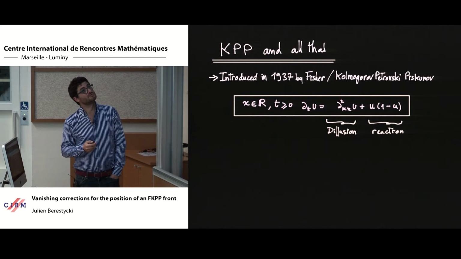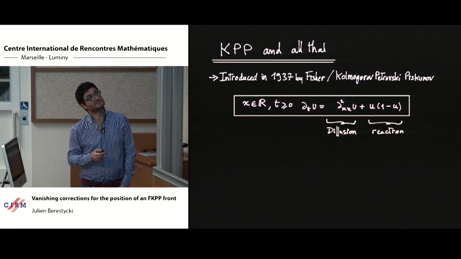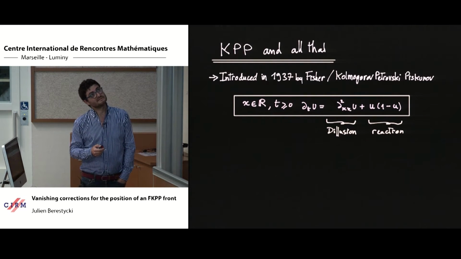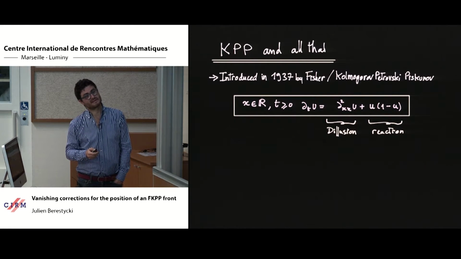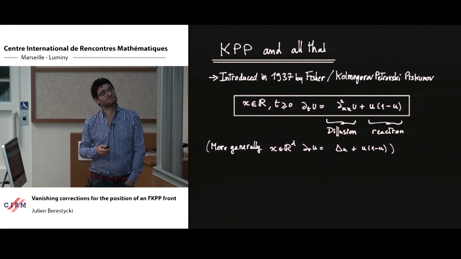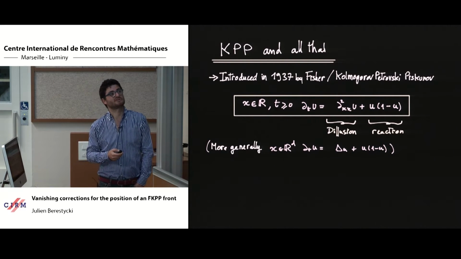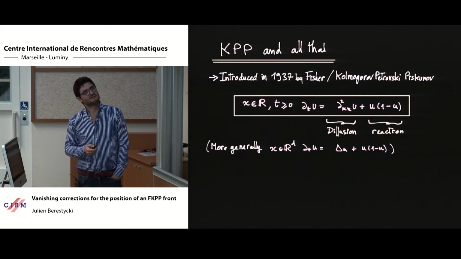for a function u of x, which is going to be in the real line, and time t positive, and which is like this. So you say that ∂_t u, the time derivative of u, is the sum of the Laplacian, essentially, plus u(1 − u). And this is, of course, a diffusion operator, and this is called the reaction operator. I'm going to explain this terminology in a minute. And more generally, of course, you could do this equation in dimension greater than 1, on R^d. In that case, you just put the Laplacian here.